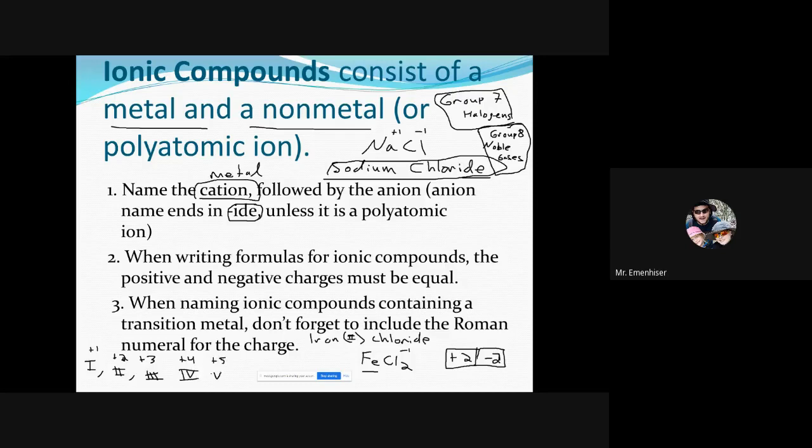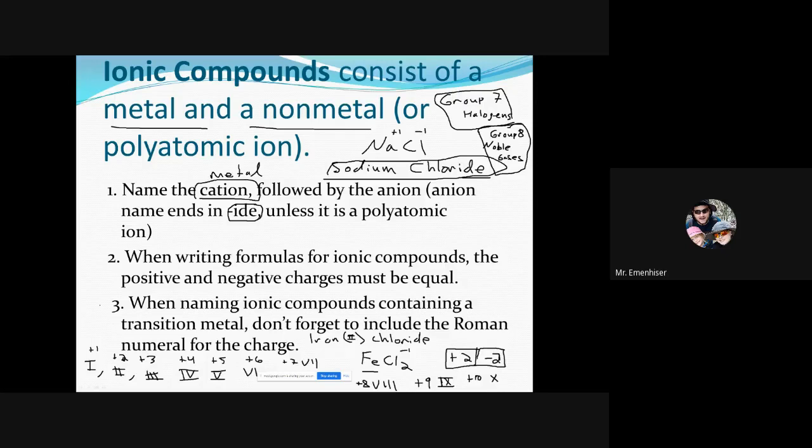+5 is a V with the lines, and then +6 is a VI. +7 is a VII. +8 is a VIII. +9 is an IX, I believe, and then +10 is X. Okay, and usually we don't get beyond +5.